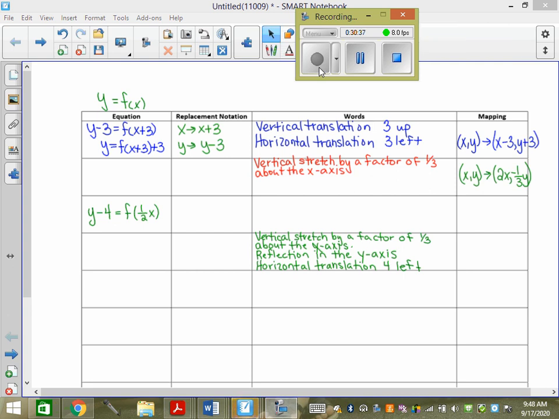And I have a horizontal stretch by a factor of 2 about the y-axis. And then I have a reflection in the x-axis.